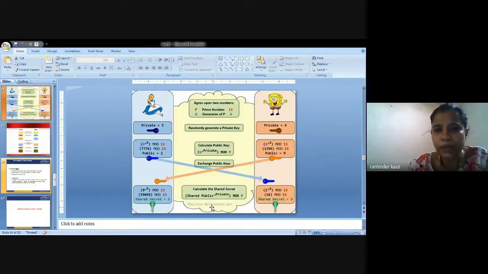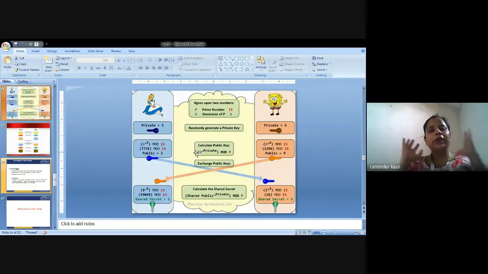Next is the same: calculate the shared secret, which is the shared public value raised to the power of the private value, modulus P. That is 2 raised to power 4 modulus 13: 2 to the 4 to the 8 to the 16. So similarly 16 modulus 13 is equal to the shared secret, which is 3. In this way, the shared secret is the number 3.